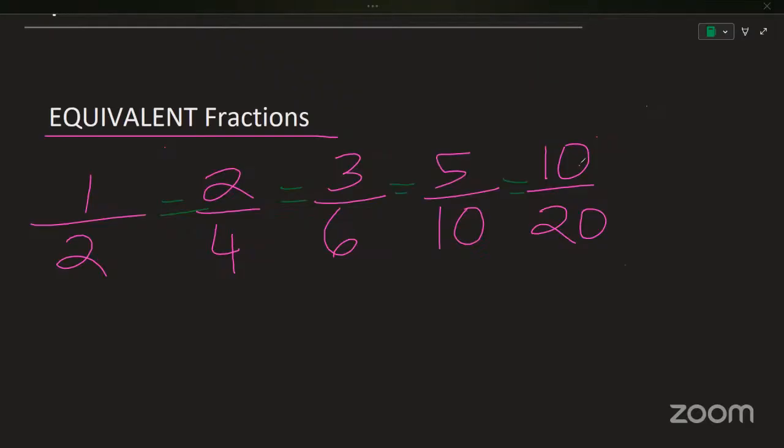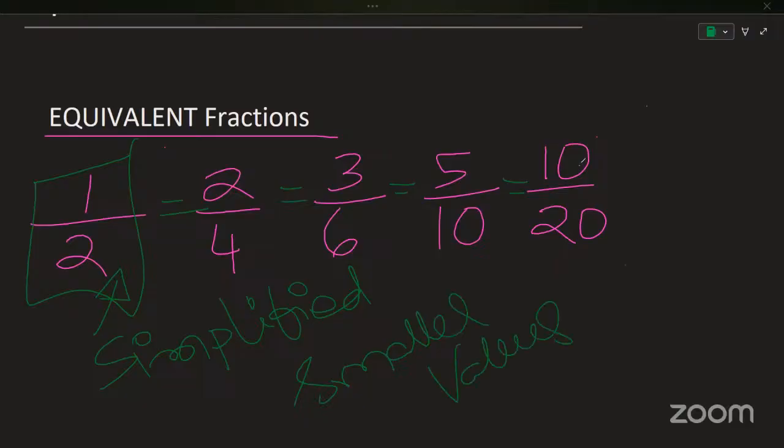And here this is called simplified. All are equivalent. This is the smallest one, simplified, with smaller values. Other fractions may have bigger values, and we can simplify them. And all are the same. Why are all the same? Every time you are getting half of the chocolates.